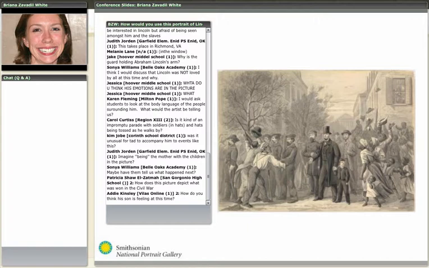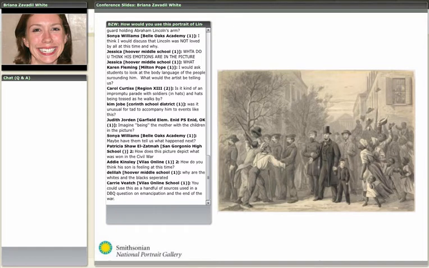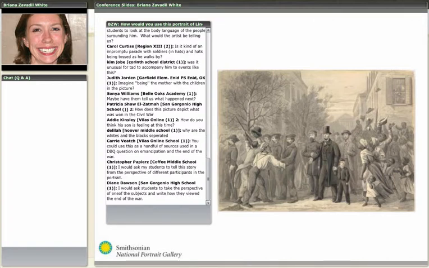Oh, okay. Sonia Williams says maybe have the students tell us what happened next. Yes, I think that is a great activity for students to do. How does this picture depict what was won in the Civil War? That's great. Why are the whites and the blacks separated? I think that is an interesting question to consider with your class, certainly.